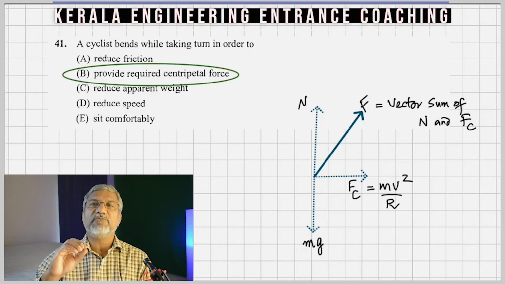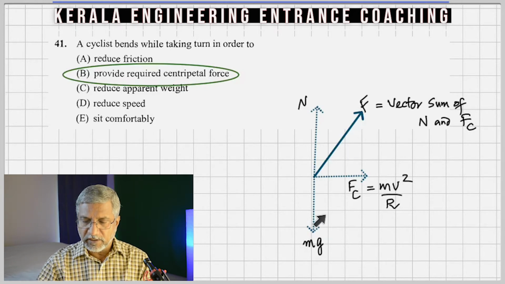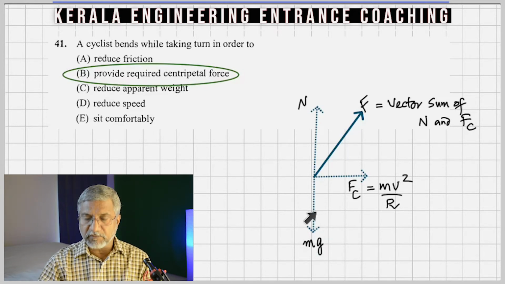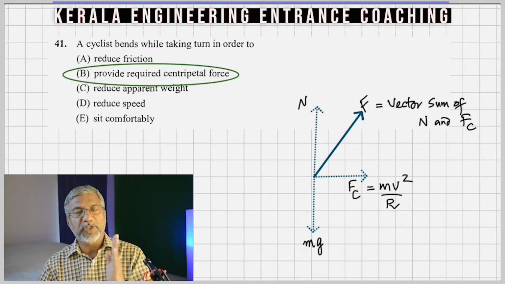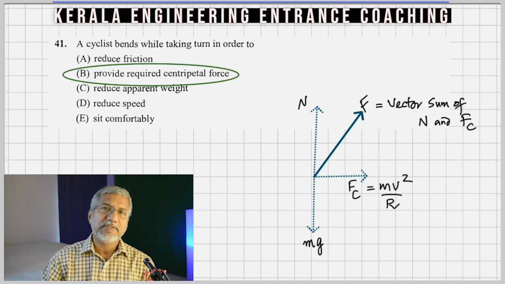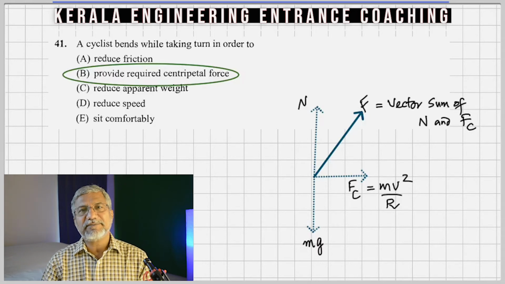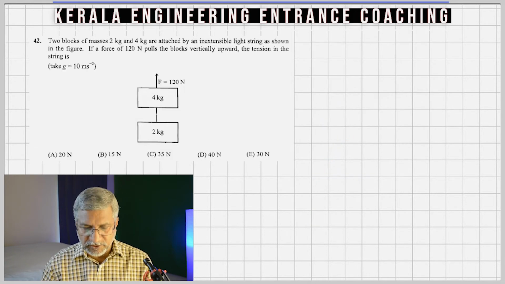I'm trying to show you the free body diagram. The weight of the cycle and the person is mg. N is the normal reaction. F is the vector sum of N and the centripetal force. So you see, if this person does not incline, there is not going to be this force. There will be no centripetal force. Hope it makes sense. All right, let's go to the next one.